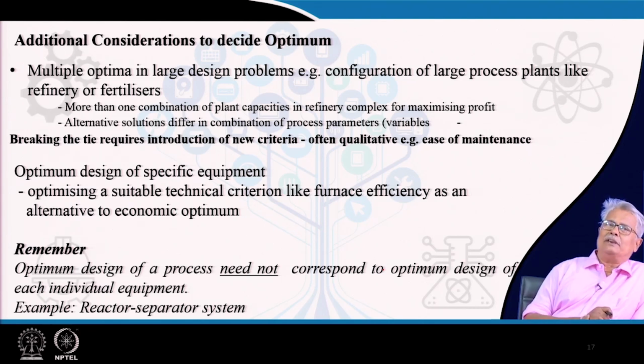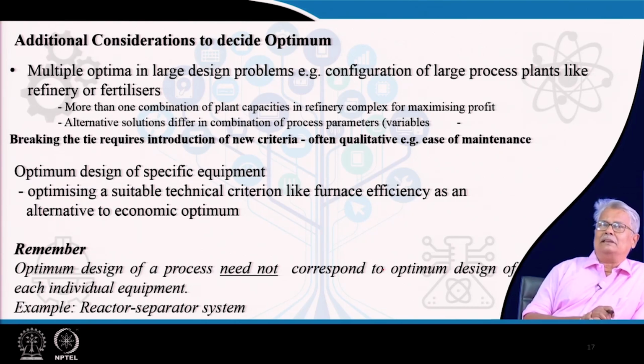In case of specific equipment optimizing, the design usually will involve, instead of economic parameters, suitable technical criteria like the furnace efficiency, which could be an optimum alternative. That means, instead of economic optimum, what you do is you try to maximize the efficiency of a problem.